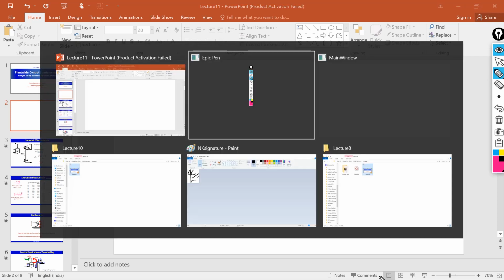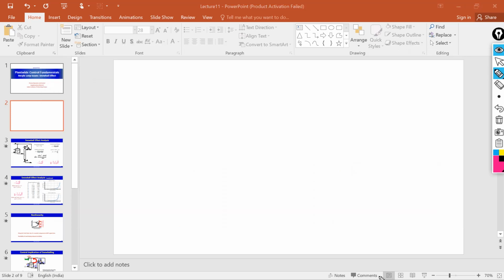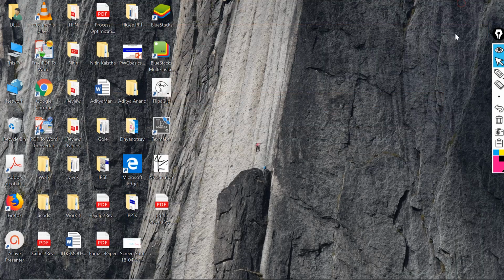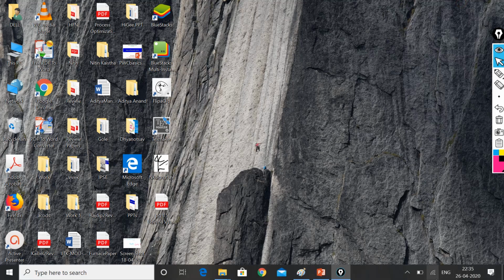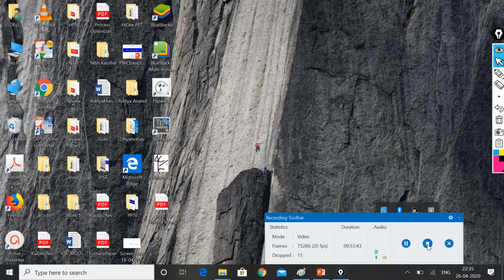What is that alt tab? Where did it go? Okay, there it is. We will go to active presenter.